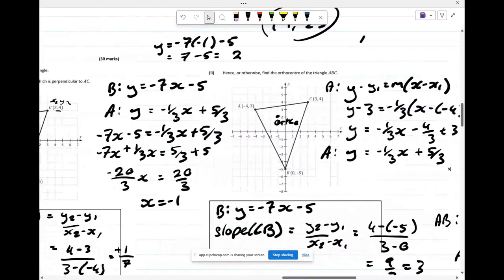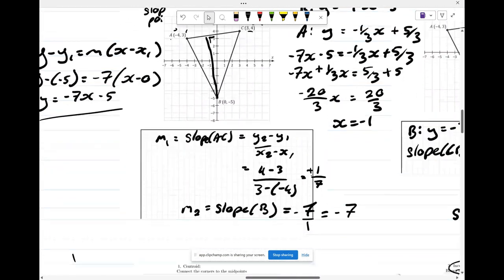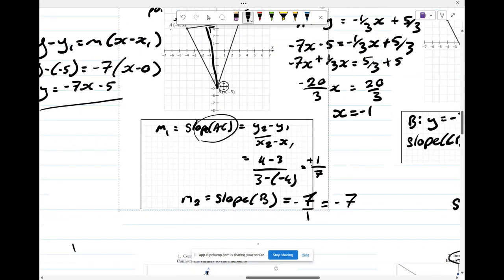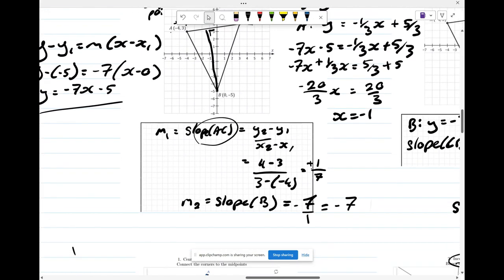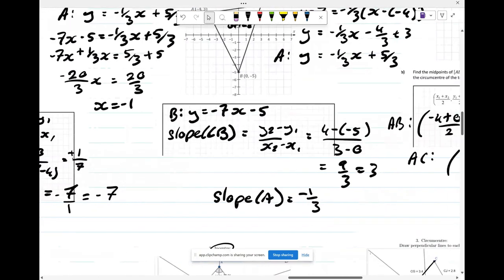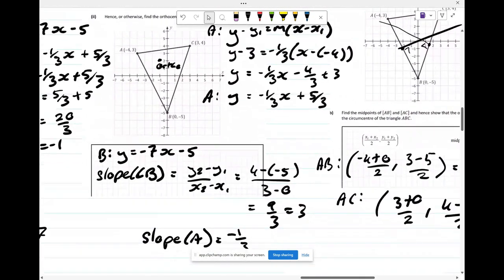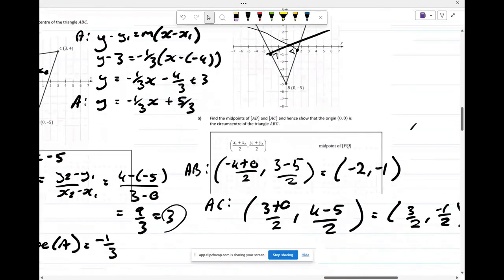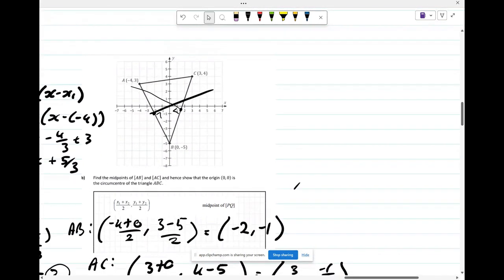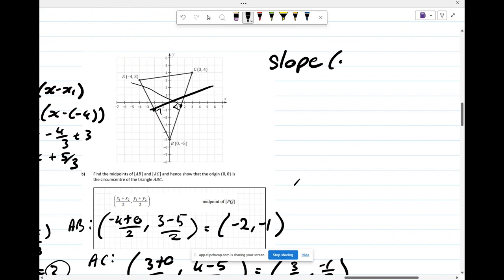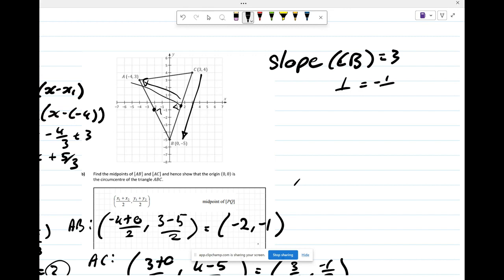So let's do that. Well, we already have the slope. We already have the slope of CB. That's 3. So we can use that. So the slope of CB is 3, which means the perpendicular slope here is going to be minus a third.